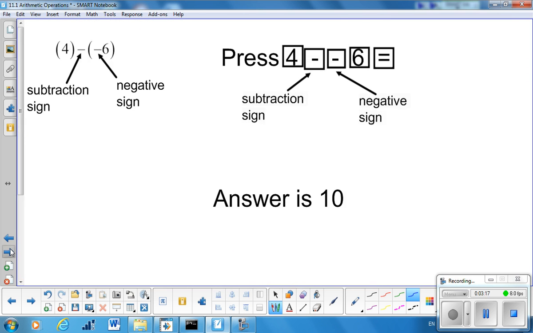Let's try 4 minus a negative 6. So notice that the sign here is your subtraction sign. This sign is a negative. So to enter this into your calculator, you should be able to enter it in as 4 subtract negative 6, or you may need to do 4 subtract 6 negative equals, depending on your calculator. You should be able to get an answer of positive 10. Again, if you're having difficulty, please find a math teacher.